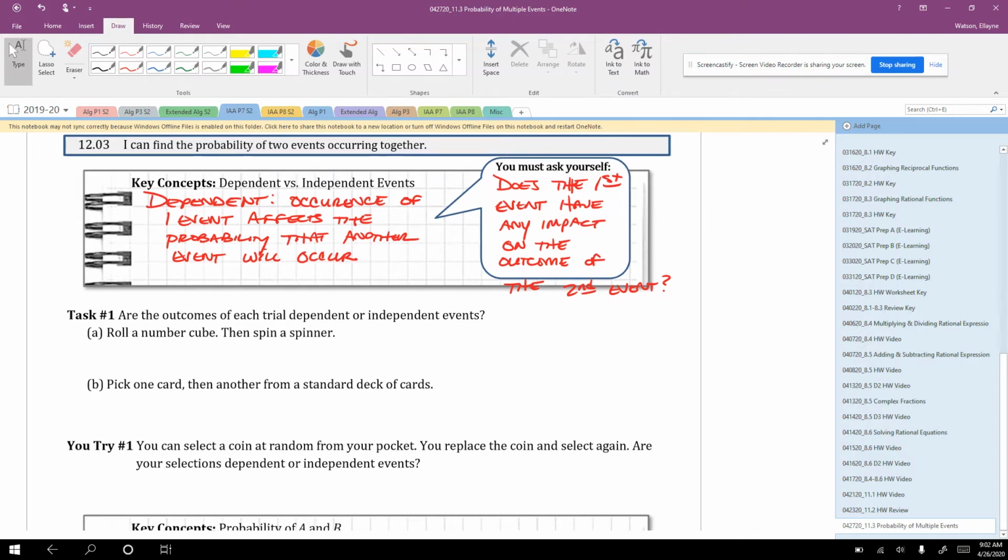It says, are the outcomes of each trial dependent or independent? So first example is you roll a number cube, then spin a spinner. So does it matter what you roll on the cube? Does that have any impact on what you spin on the spinner? The answer is no. So these would be independent.